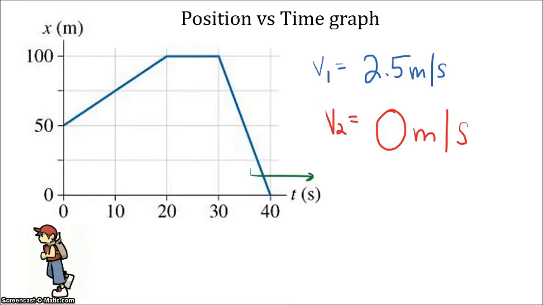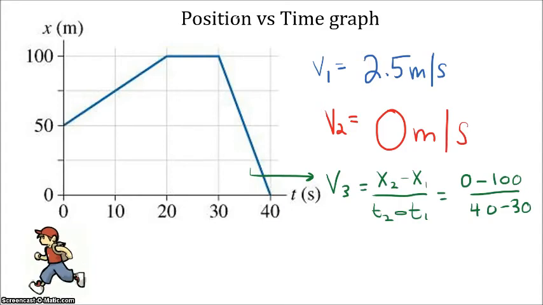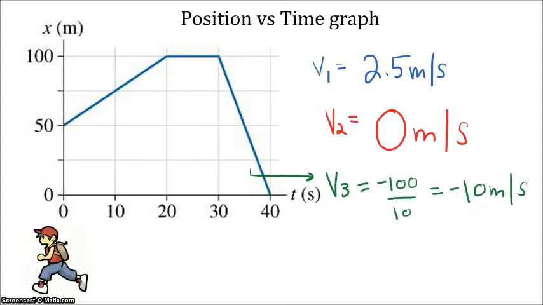The third part of this graph has the velocity shown here. We do rise over run again, and look what happens. We actually have a negative velocity. See, now we have a speed and direction. Negative 10 meters per second. That means we're going 10 meters per second in the reverse direction, or in the opposite direction.